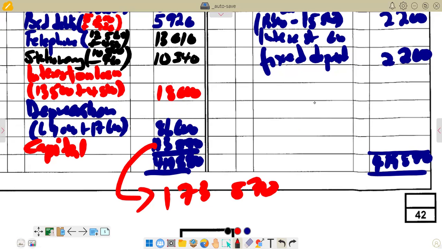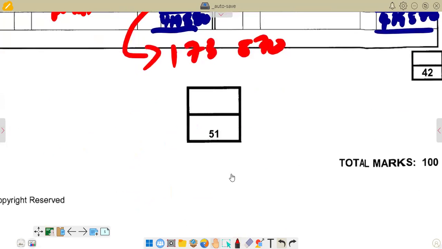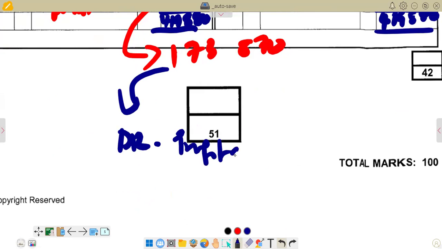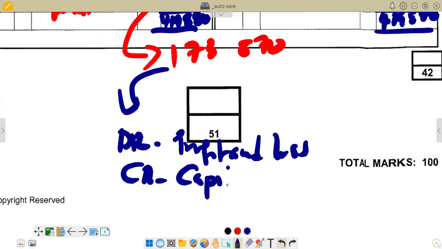If it's a loss, the credit side will be the smaller side here. So the balance figure will be here, and we describe it as capital, and then we transfer it to the capital account. So the double entry that we have here on this 173,870 is that we are debiting profit and loss, and then we are crediting capital. So this is exactly what we are supposed to do there.